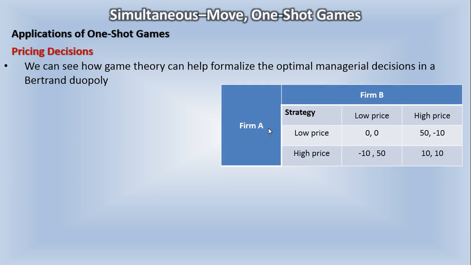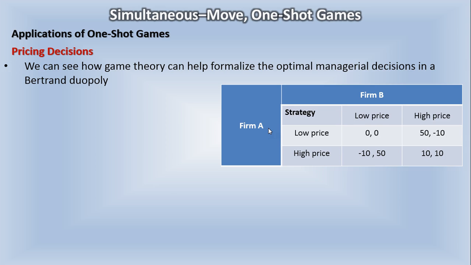All right, let's do some applications of these one-shot games. Of course, pricing decisions is the most relevant here. So we can see how game theory can help formalize the optimal managerial decision in a Bertrand duopoly. Again, Bertrand duopoly is a situation where the firms are competing on prices, and they could potentially undercut each other and wind up getting their prices down to marginal cost, in which case they make zero economic profit. That's this result here. Both of them choose a low price, and they wind up making zero economic profit.